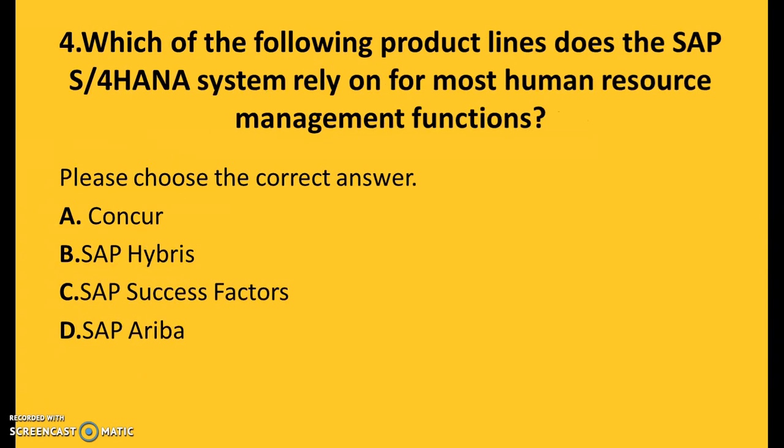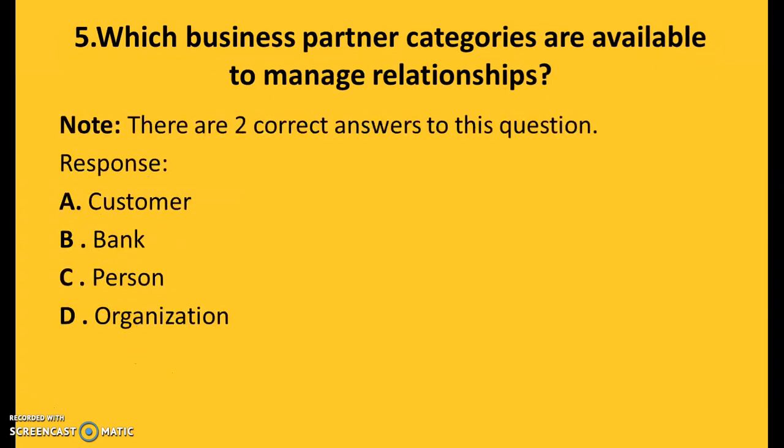Which of the following product lines does the SAP S/4HANA system rely on for most human resource management functions? There's only one right answer. A, Concur, B, SAP Hybris, C, SAP SuccessFactors, and D, SAP Ariba. Put down your answer on your paper. The right answer is C, SAP SuccessFactors. The system relies on SAP SuccessFactors for most human resource management functions.